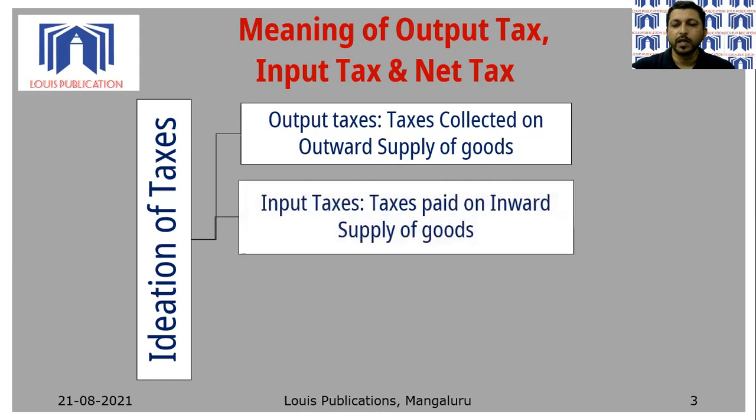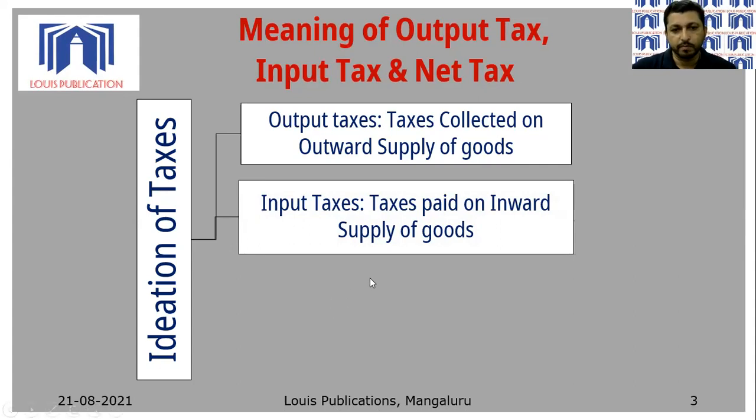Second is, what do you mean by input tax? When I am purchasing from my supplier, I am supposed to pay tax, GST, to my supplier. I am the recipient. So as a recipient, the GST amount that I pay to my supplier is called input tax. So when there is an inward supply of goods, the taxes paid is called input tax.